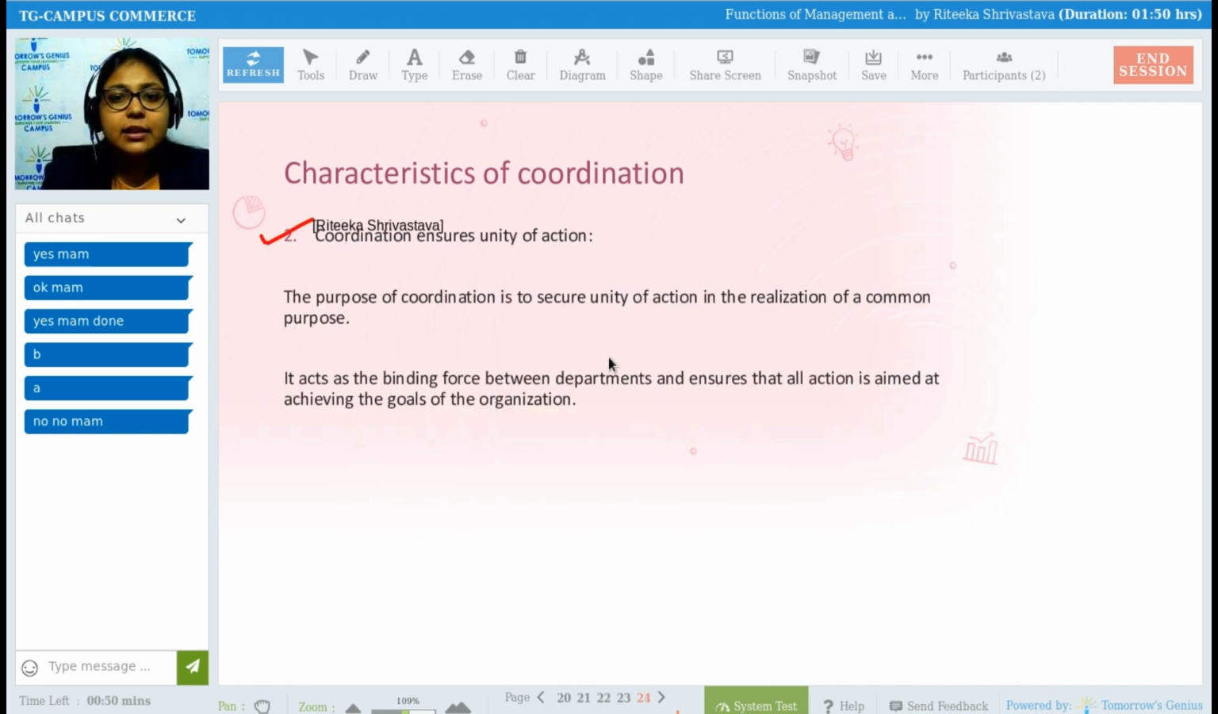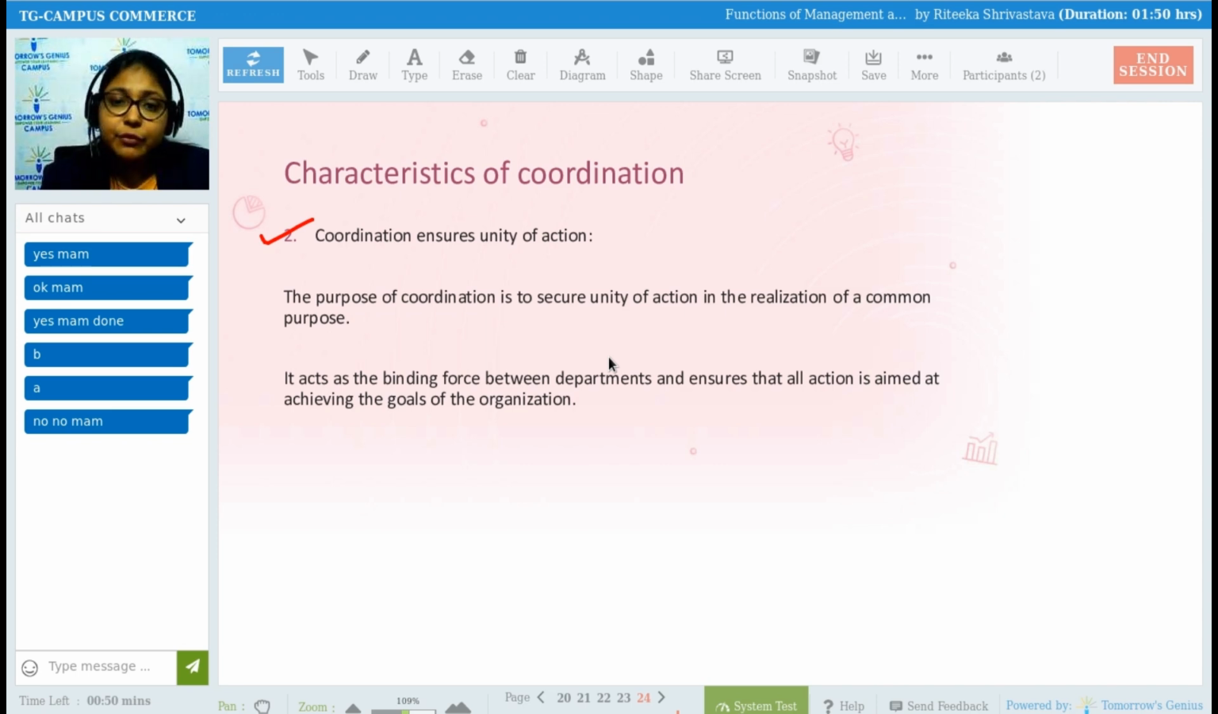Second characteristic, coordination ensures unity of action. What is unity of action? Unity of action means doing the work properly, examining your work, examining your actions. What actions are you taking to achieve the goal, achieve the objective?